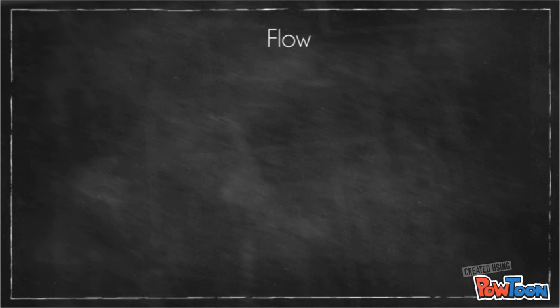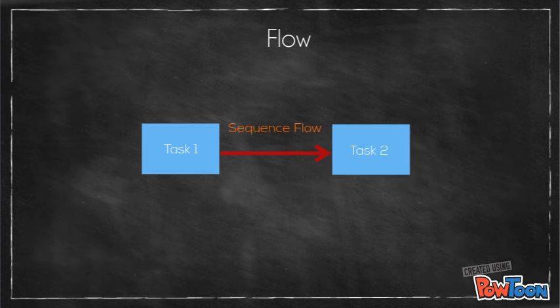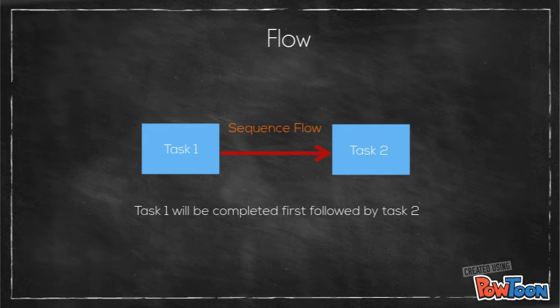Flow. A sequence flow is used to show the order that activities will be performed in a process. Task 1 will be completed first, followed by task 2.